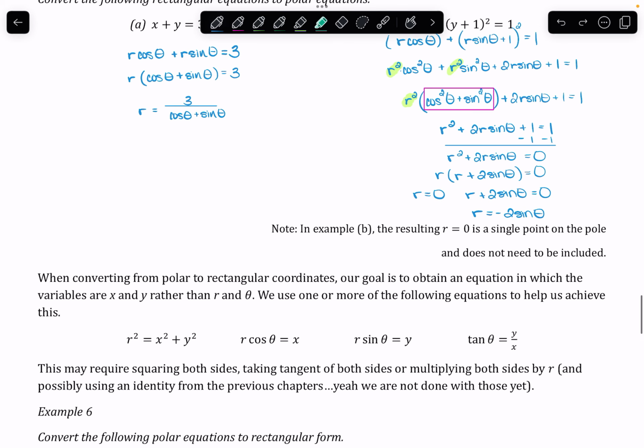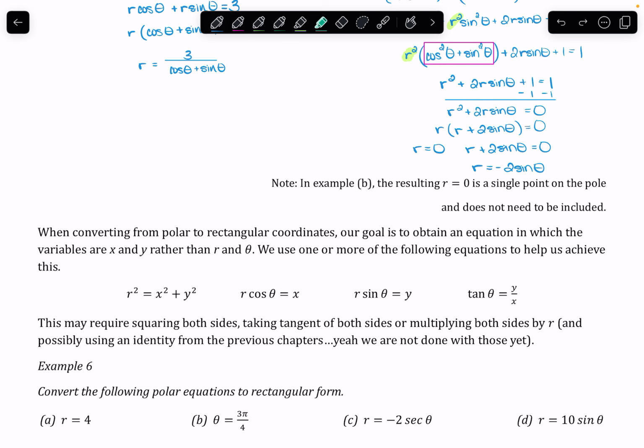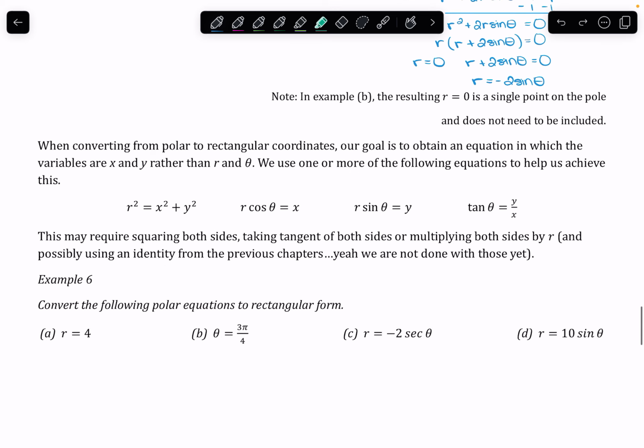All right, going the other way, here are the relationships you're going to need to use. So when we're given the polar equation, going back to rectangular form, we might have to get a little more creative with our algebra. So we're going to use the ideas of r squared is x squared plus y squared. We might have to use r cosine theta equals x, r sine theta equals y, and then we don't forget about that tangent ratio. Tangent of theta is y over x.